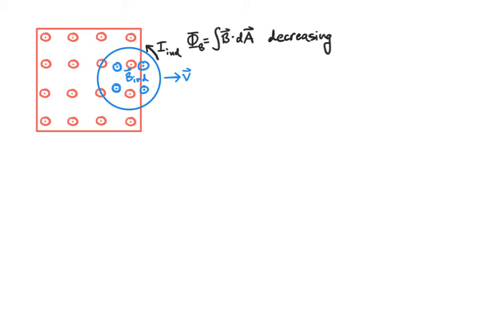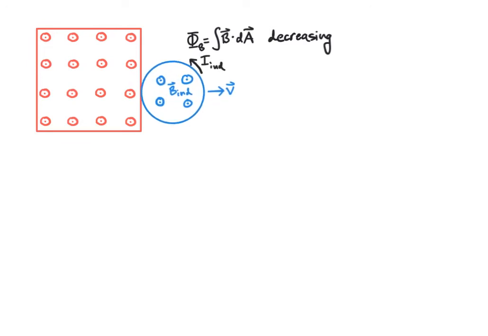Once the ring is completely outside the magnetic field, if it continues to move, the flux no longer changes, it stays at zero. And that means once the ring is completely outside the magnetic field, the induced current disappears. The induced current only exists as long as the flux through the loop is changing.